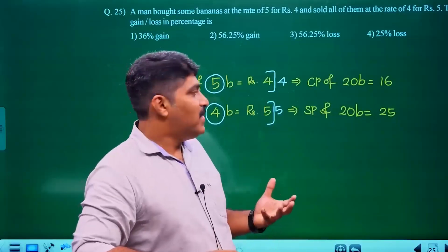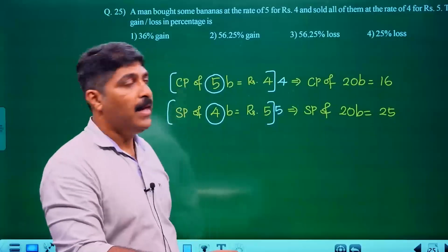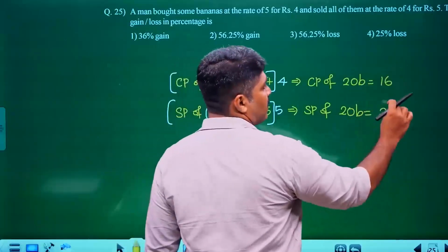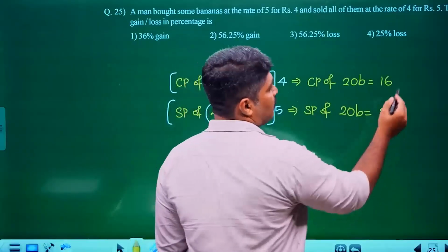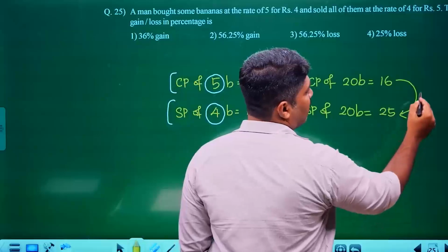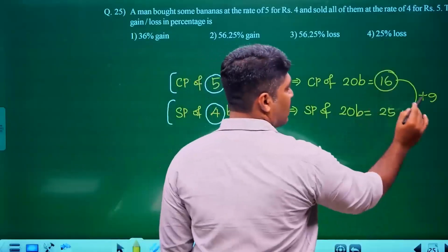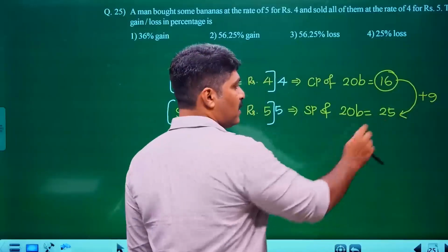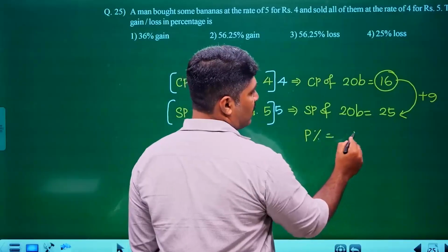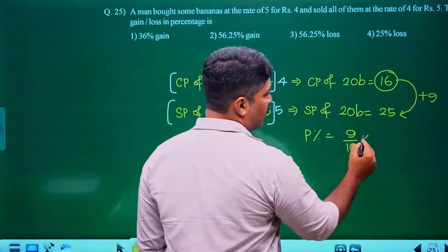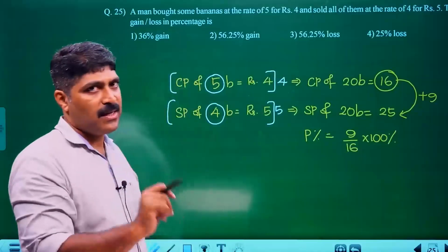Which quantity it is doesn't matter. The only thing is we have to equate those two quantities. And these values are the prices representing the cost price and selling price. So based on those prices, this is 16 plus 9. That means you have to consider this as cost price and this as profit, because the selling price is 25. So as per this conclusion, what is the profit percentage? 9 out of 16 into 100. This way we can reach the conclusion.